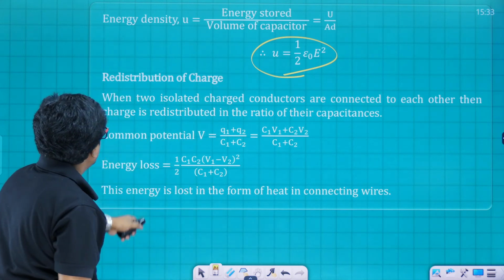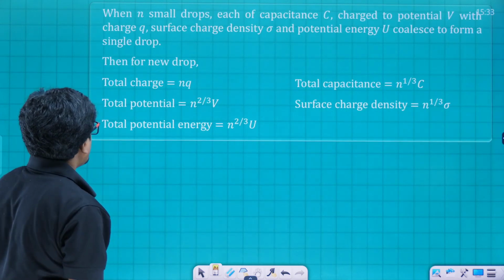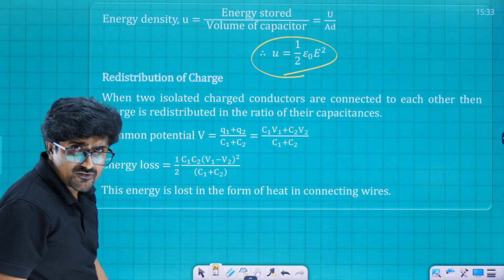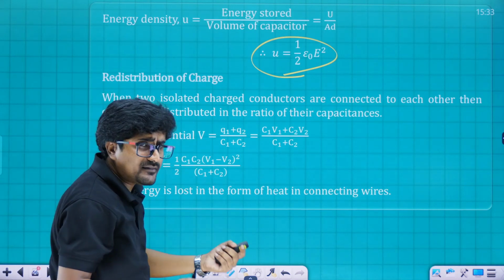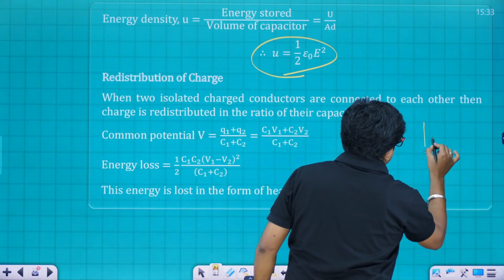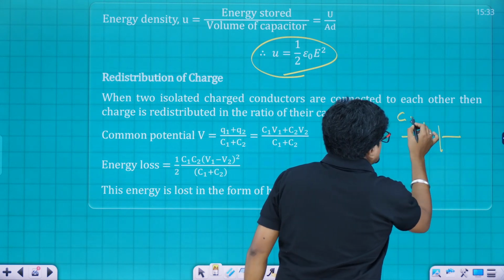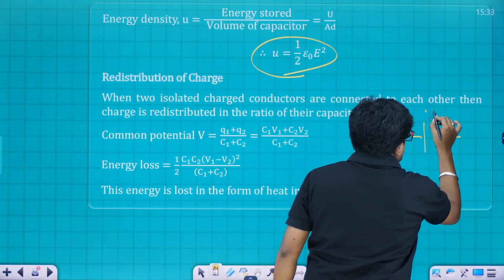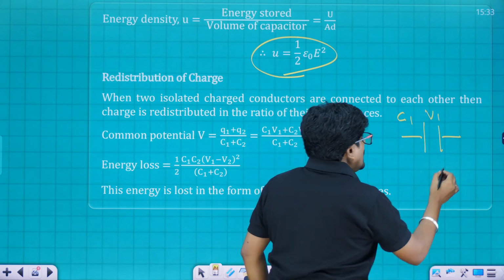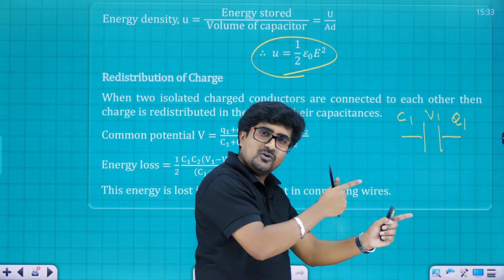And here comes the next, that is redistribution of charges. Redistribution of charges means, I have a capacitor whose capacitance was C1. It was charged to a potential of V1. Now it holds a charge of Q1.